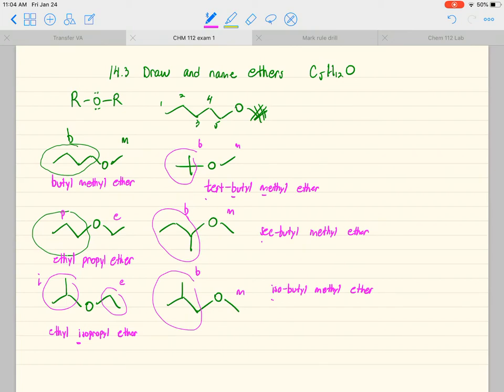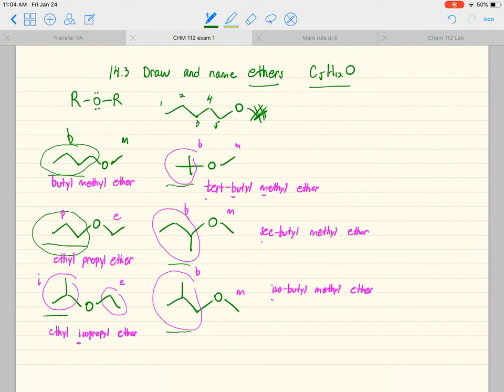Let me carefully look and see if there's any that we've missed. So we have the 3 chains, which is propyl and isopropyl. We have the 4 chains, which are normal butyl, tert-butyl, sec-butyl, and isobutyl. And we can't have any 5 chains. So these are all the possible isomers you can draw that are ethers and satisfy C5H12O.